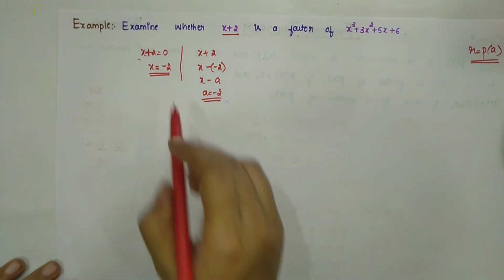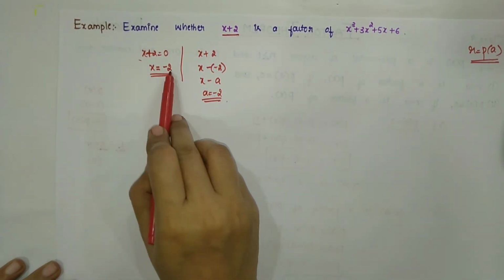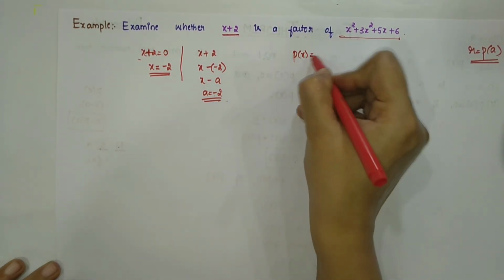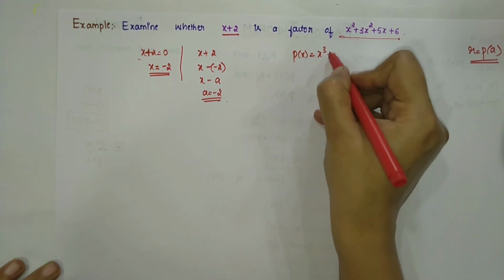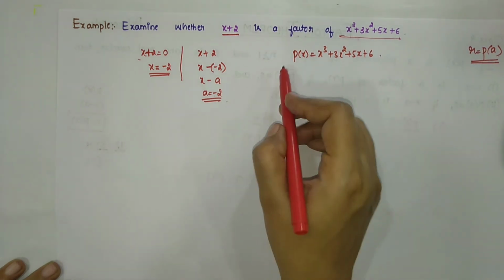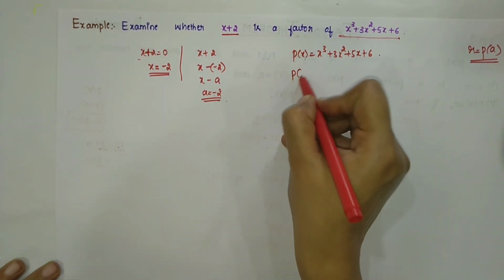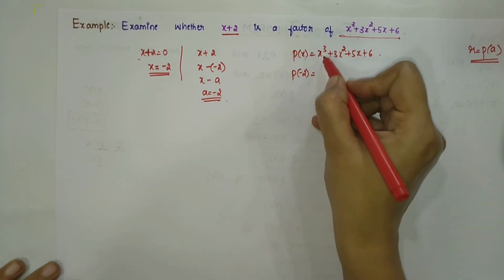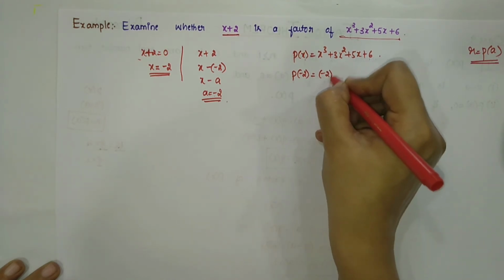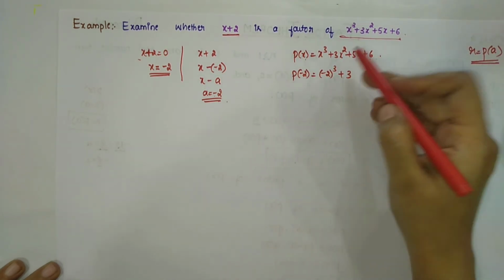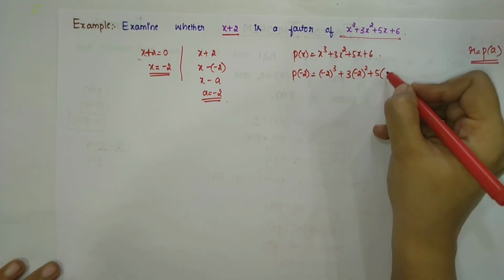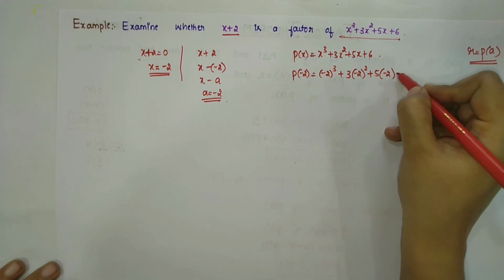So to find the remainder, here we have the value of x. This value of x you have to replace in the given polynomial. The given polynomial p of x is x cube plus 3x square plus 5x plus 6. So by replacing x as minus 2, p of minus 2 is equal to, wherever x is there you have to replace that x with minus 2. So it is minus 2 cube plus 3 into minus 2 whole square plus 5 into minus 2 plus 6.